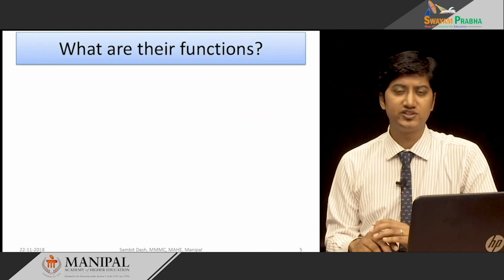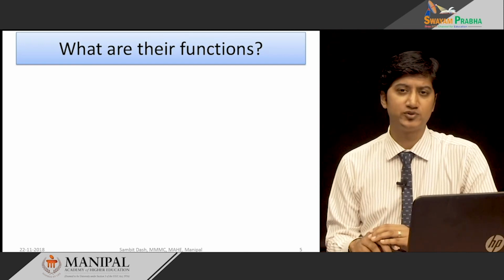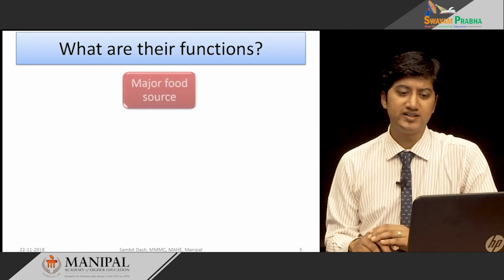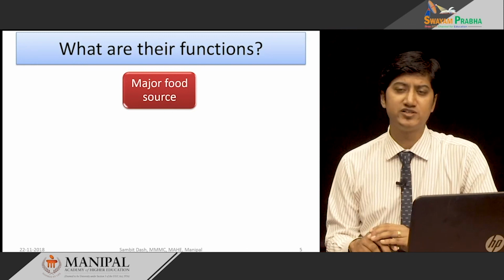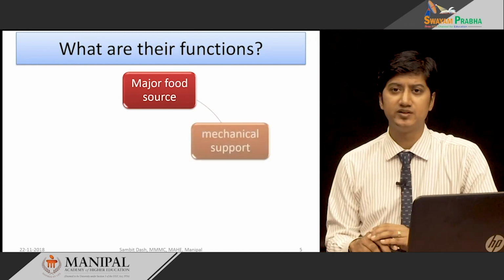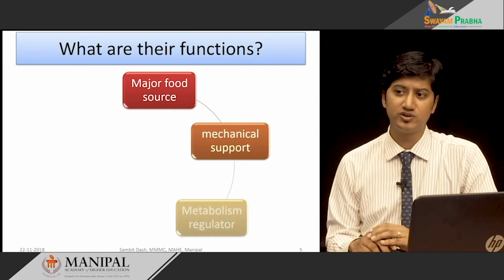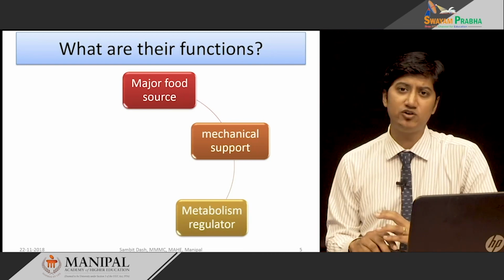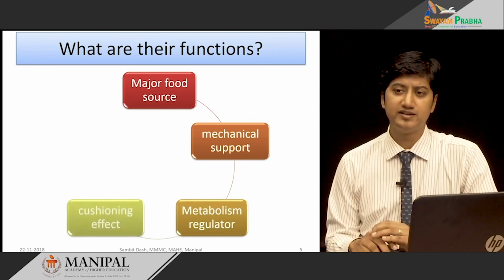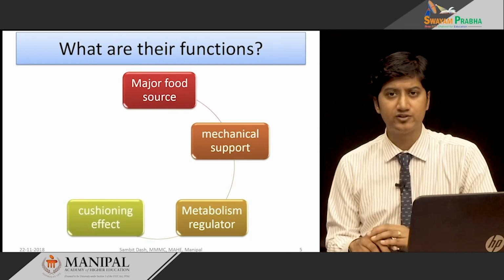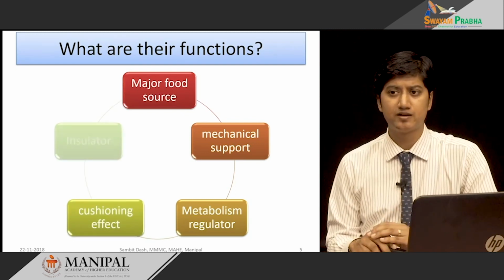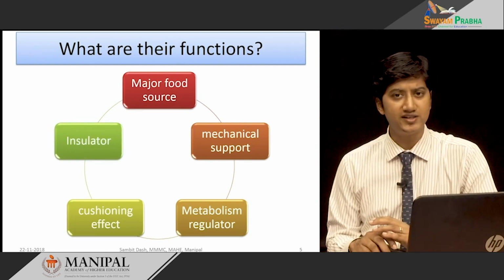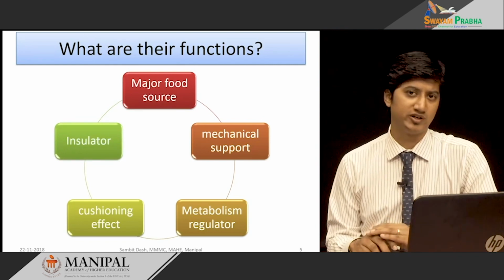Let us see a few functions of adipose tissue. They serve mainly as a major food source for the body. They provide mechanical support. They do have an endocrine function where they regulate metabolism. They provide a cushioning effect to the internal organs, and they also function as an insulator for our body.